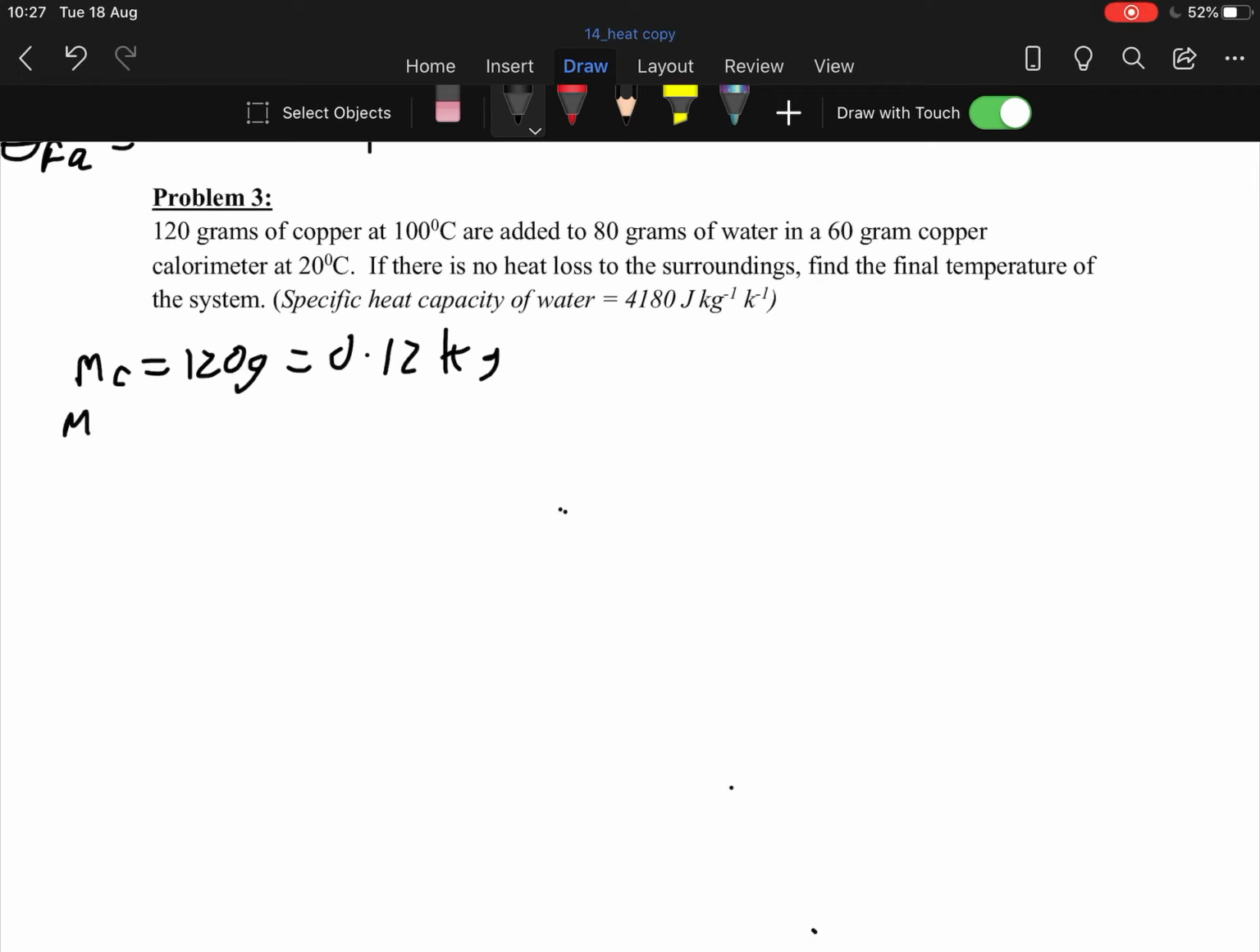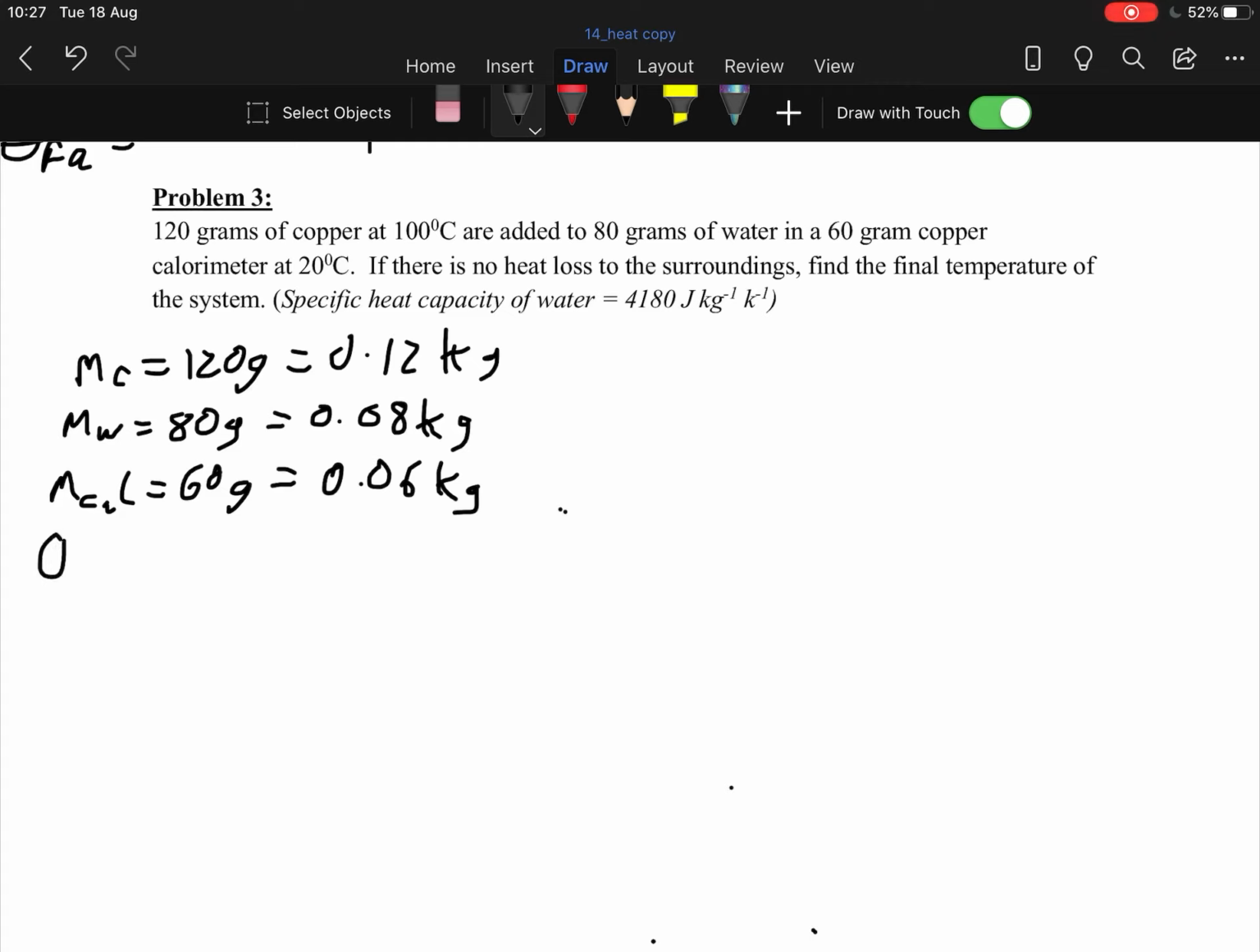So, mass of water, 80 grams, 0.08 kgs, and mass of the copper calorimeter, 60 grams, 0.06 kgs. Then we look at the initial temperature of copper, 100 degrees Celsius. Initial temperature of water, 20 degrees Celsius.